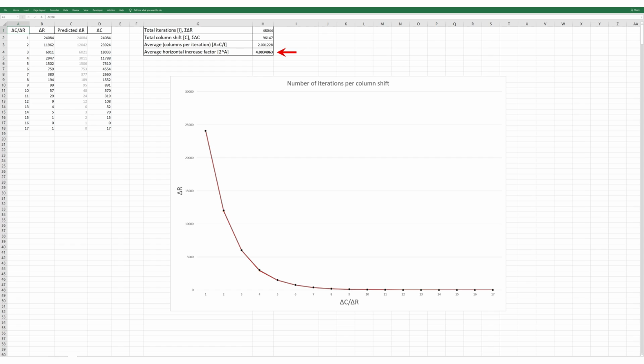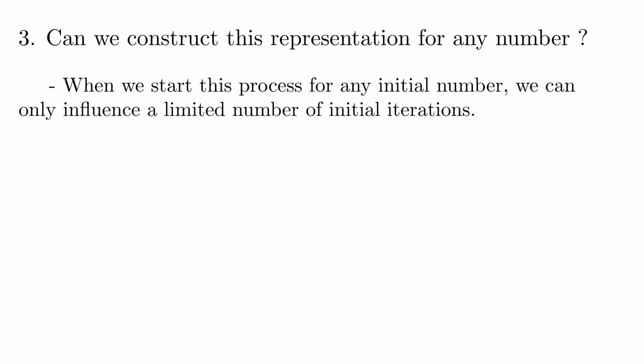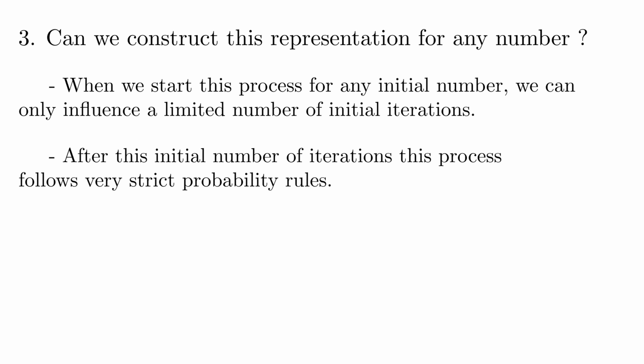I think we are ready to answer our last question. Can we construct this representation for any number? As was presented, when we start this process for any initial number, we can only influence a limited number of initial iterations. We can have this influence in two different ways: either to shorten this number immediately to 1 and stop the process, or extend the length of our initial number a bit. But after this initial number of iterations, this process follows very strict probability rules.